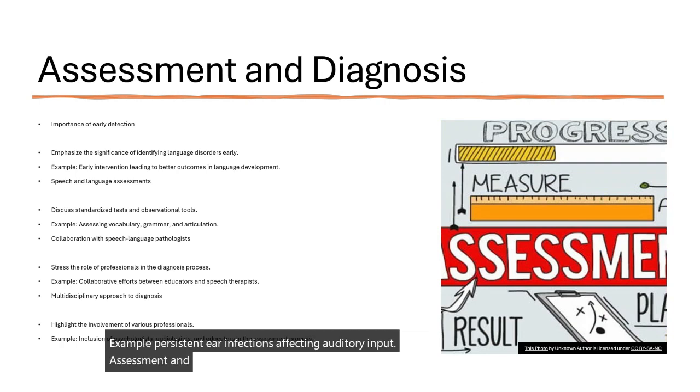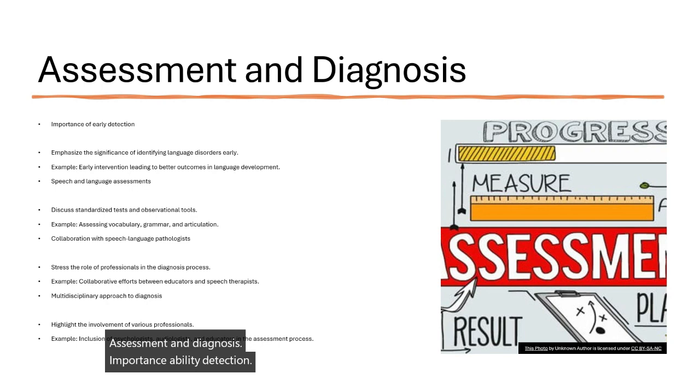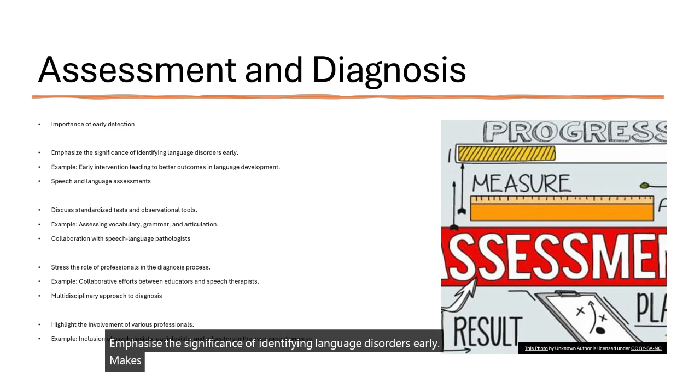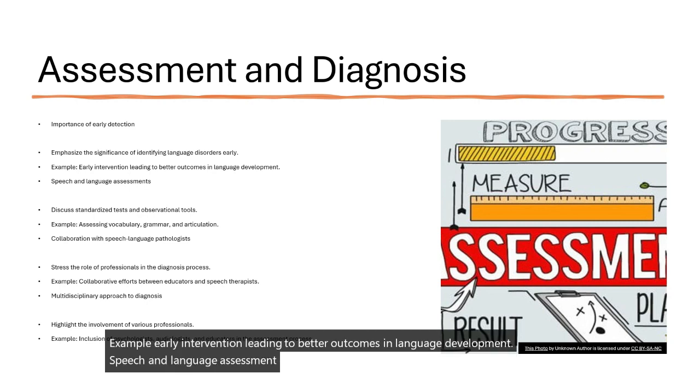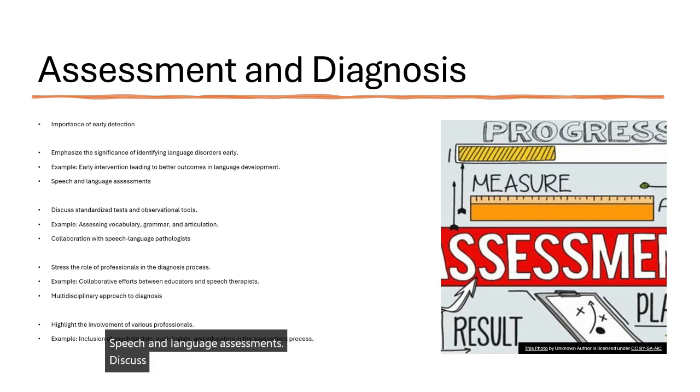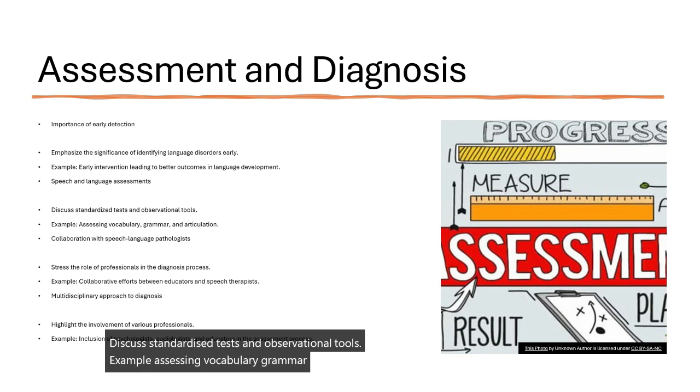Assessment and diagnosis. Importance of early detection. Emphasize the significance of identifying language disorders early. Example: early intervention leading to better outcomes in language development. Speech and language assessments. Discuss standardized tests and observational tools. Example: assessing vocabulary, grammar, and articulation.